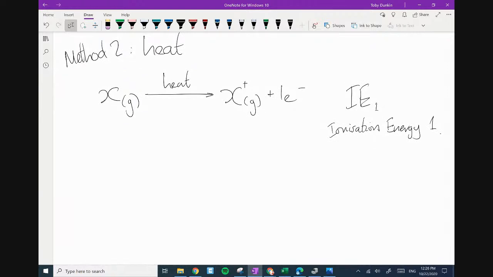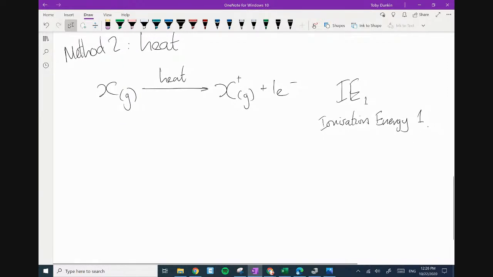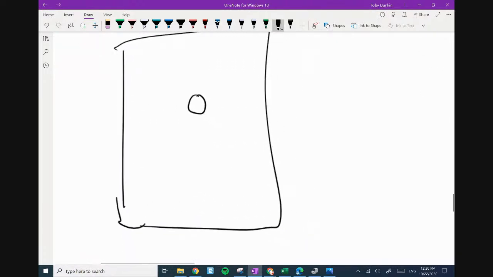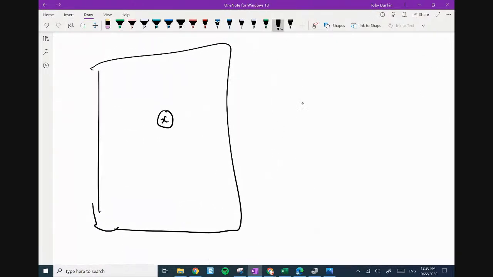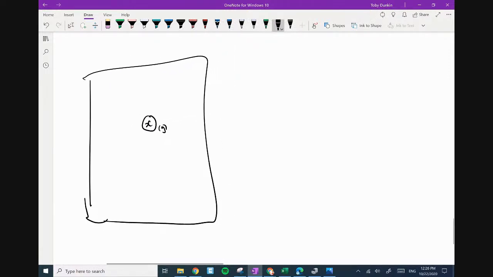So it's a rather neat machine, actually. It's quite a nice experiment. What they do is they take a box and they put inside it a sample of X as a gas. By the way, it has to be a gas, because if you put in a solid and you heat it up, it's going to turn into a liquid, then it's going to turn into a gas, and only then will you lose the electron.